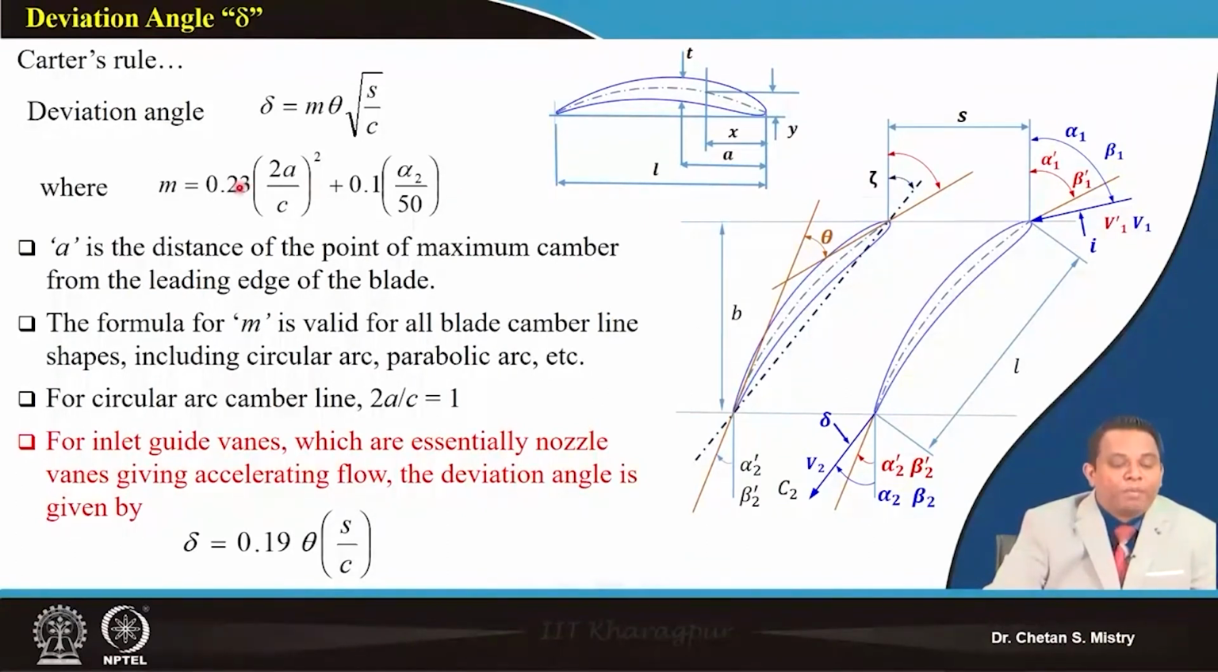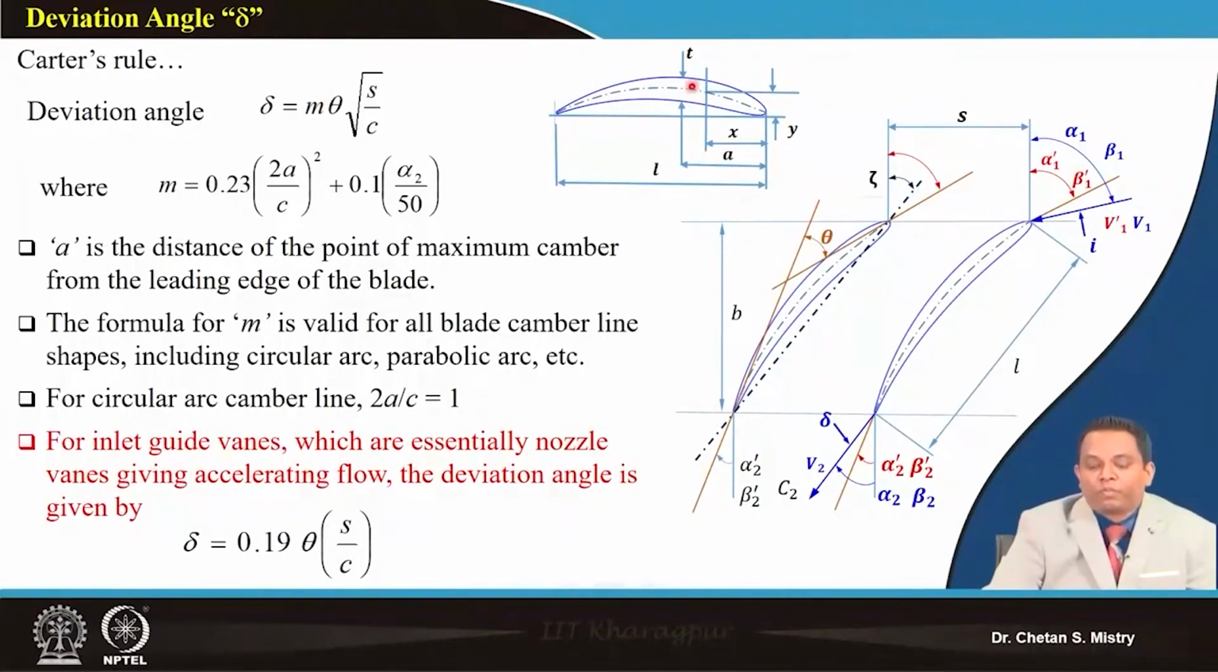So the deviation angle delta is equal to m into theta times square root of s by c. As we have discussed, my deviation angle mainly depends on the camber angle and the s by c ratio. This m parameter is very important. It is nothing but an aerofoil parameter.